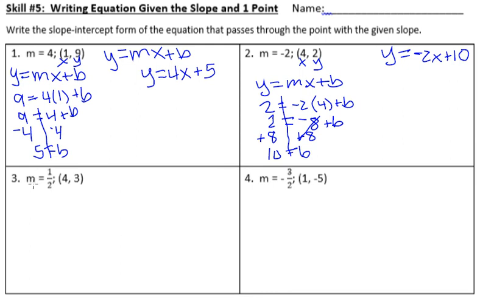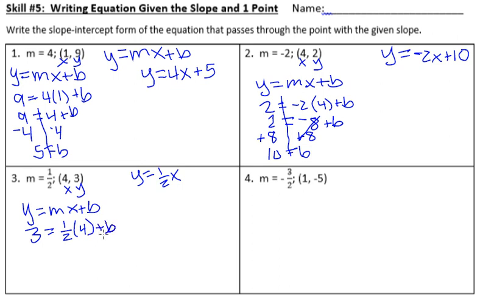So we have a slope already. Now we need a y-intercept. So this is going to be y equals 1/2 x. This is my x value, this is my y value. Y is equal to mx plus b. So here my y value is 3, so I have 3 is equal to 1/2 multiplied by x, which is 4, plus b.